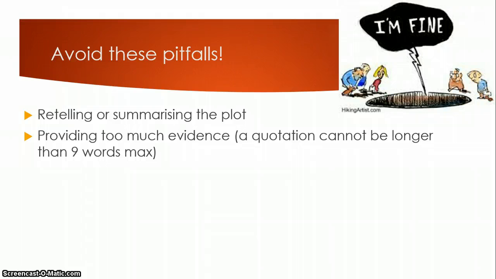And the next thing is to avoid using long quotations. It's really just a waste of time. Okay, and obviously again it gains no extra marks. So aim to have short, snappy quotations, never more than 9 words. Okay, if I were you, I'd probably go with 6 words. Okay, so the shorter the quotation and the more explanation you can provide, it's better.